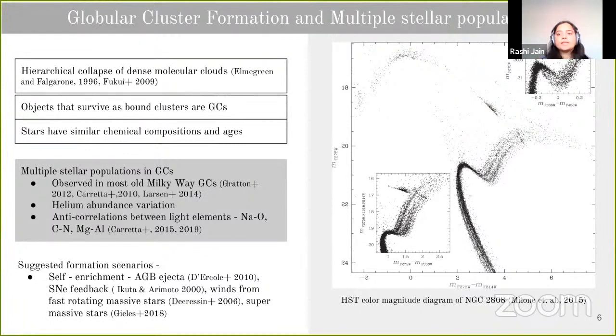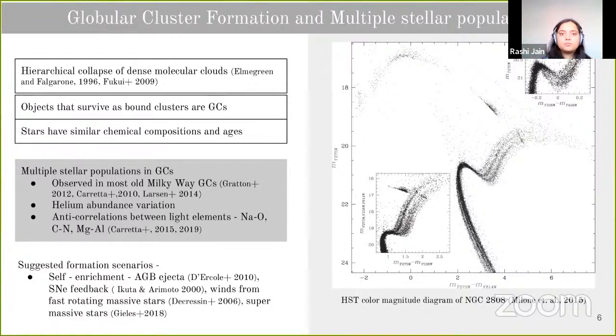So that led to the confirmation that these stars were not all formed at the same time, and the globular cluster does not necessarily contain only a simple stellar population. The suggested formation scenario for the origin of these distinct stellar populations was that there could have been a self-enrichment when the cluster was being formed.